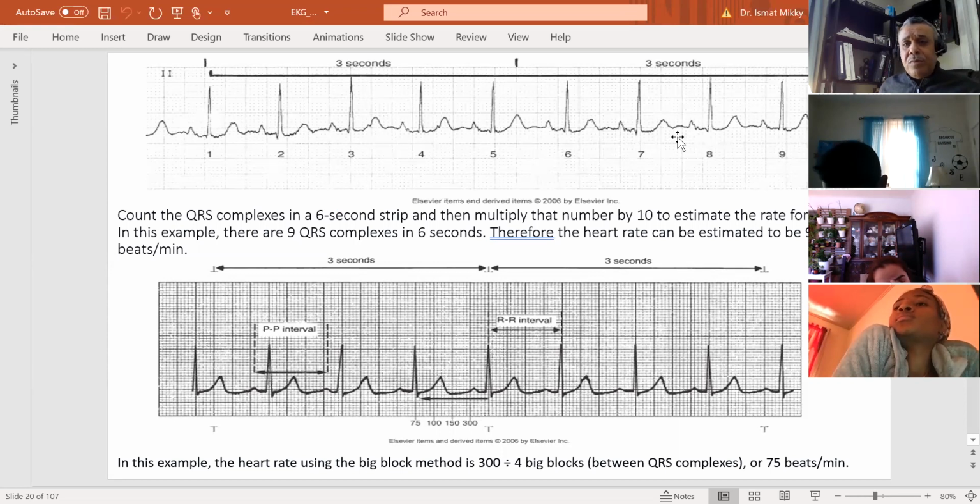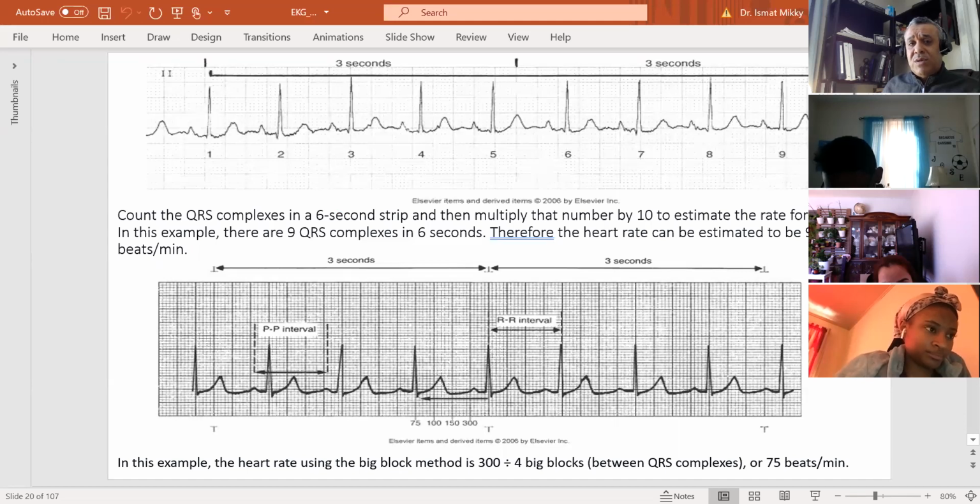So for this patient, if you go with only 8 cycles, then the patient's heart rate will be 80, but actually the patient's is higher than 80 because you will ignore 2/3 of the last cycle. So I would include the last one too. That's 9 times 10, and that would be 90.